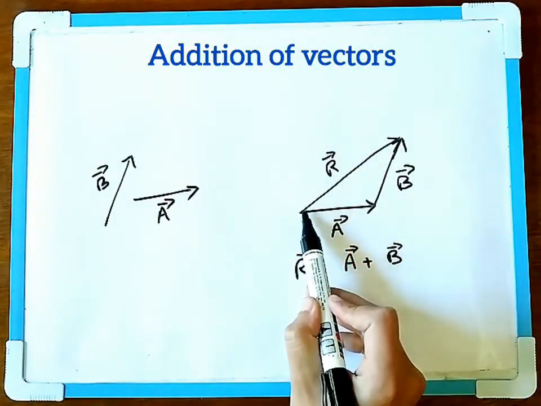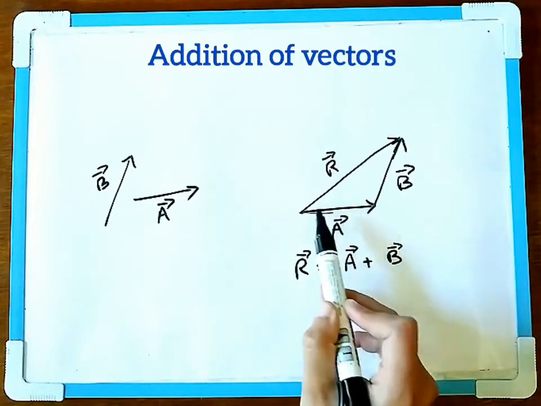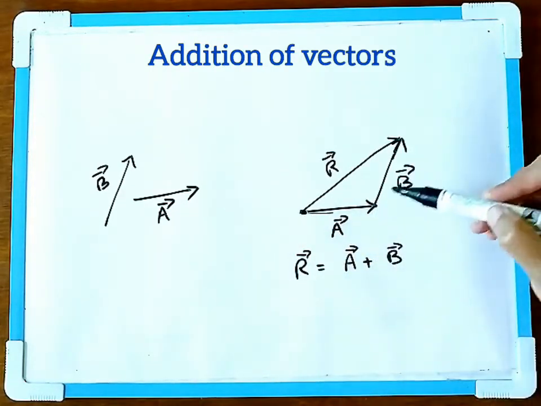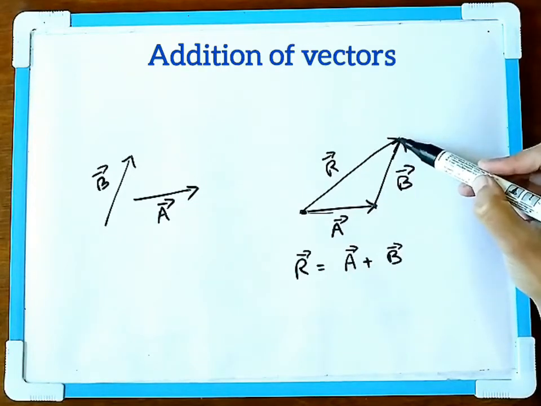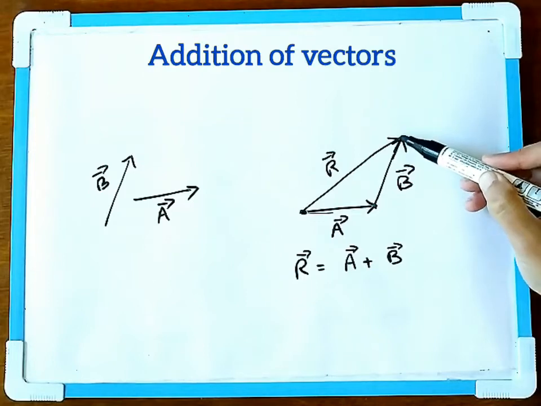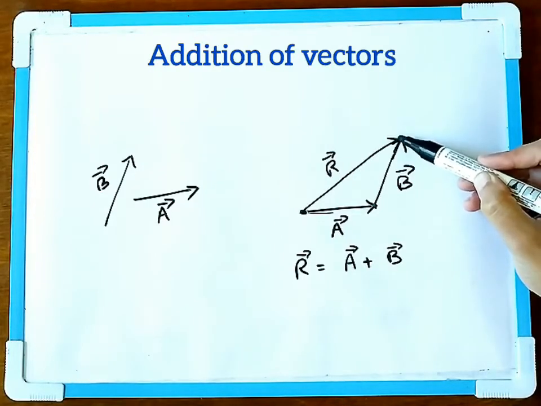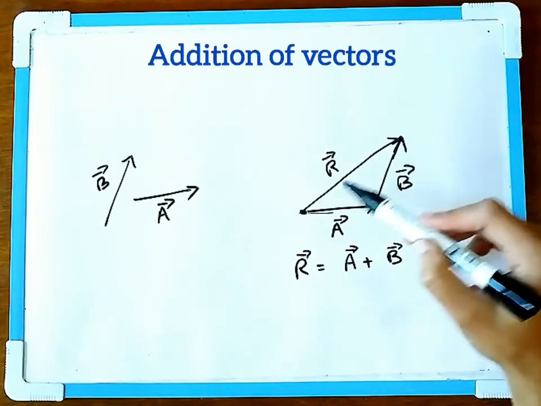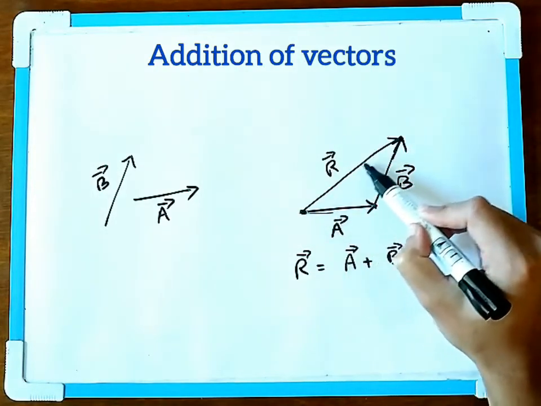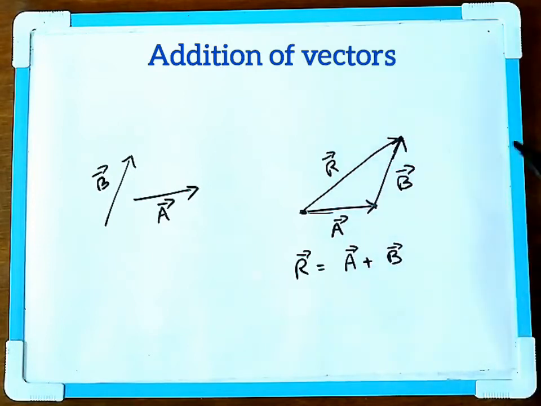Alright, so here what we have here is A. Suppose we displace the object from this position to this position, then again from this position to this position. So we have two displacements, one is A and one is B. So what is the final position of the object here? So what is the final displacement? The resultant displacement, I mean. The resultant displacement will be this one. So here R, okay, can be called the resultant vector. So this is the addition of two vectors.